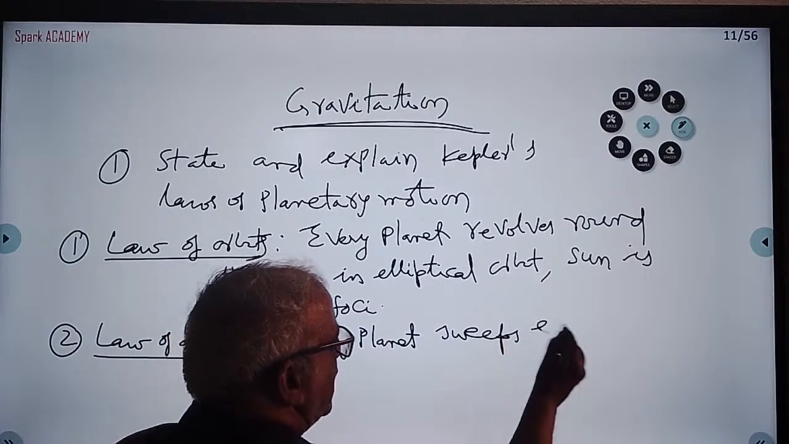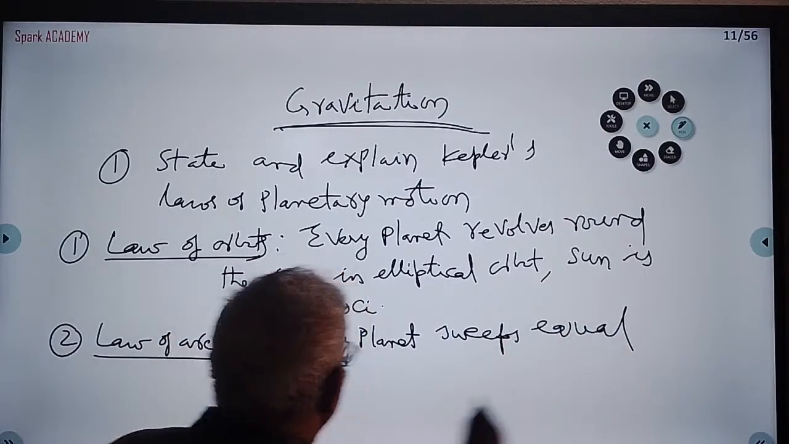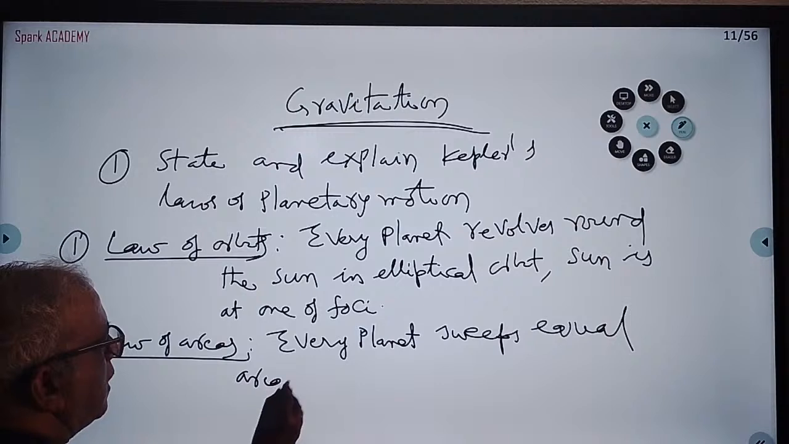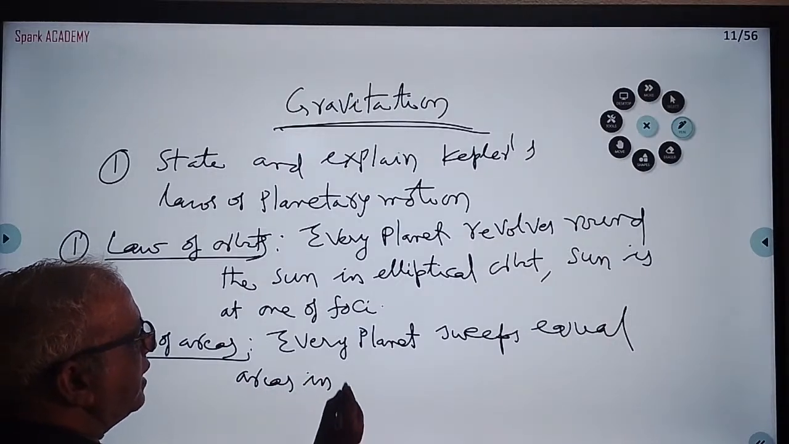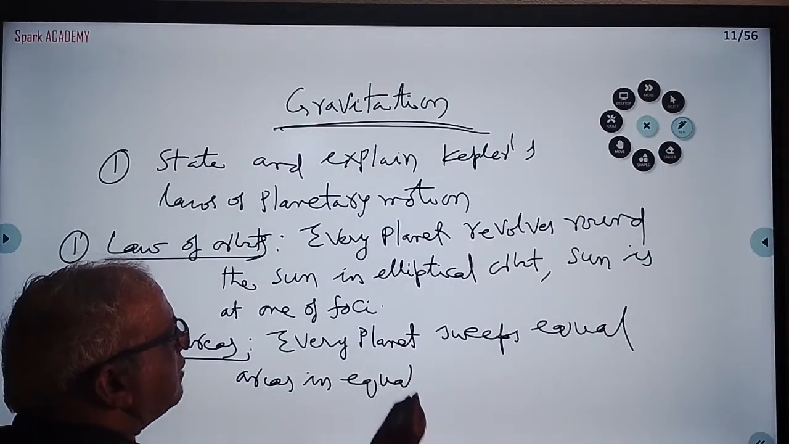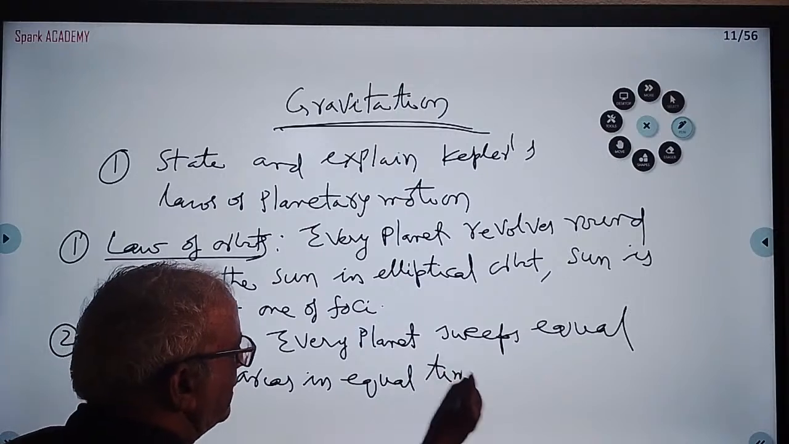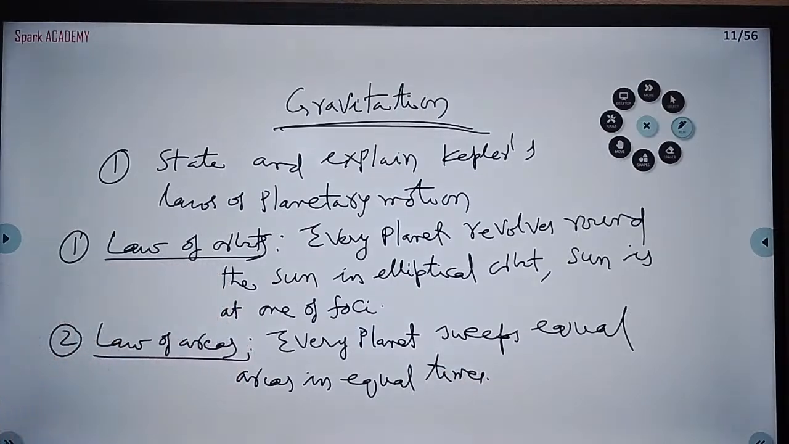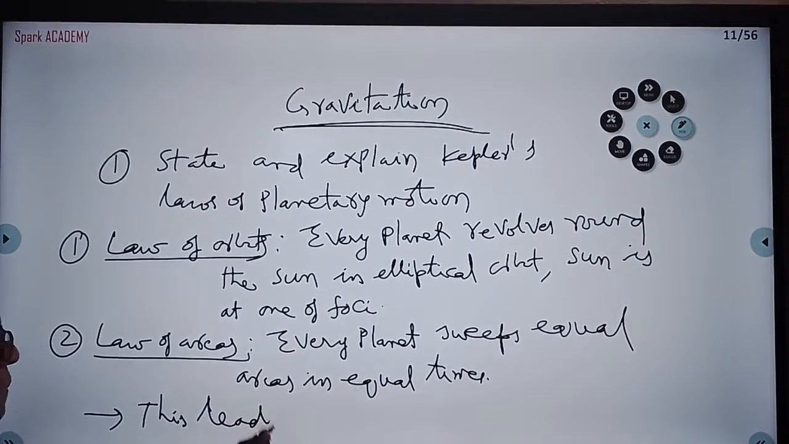Every planet sweeps equal areas in equal intervals of time, so the areal velocity is constant. This leads to the law of conservation of angular momentum. This is the extra point.